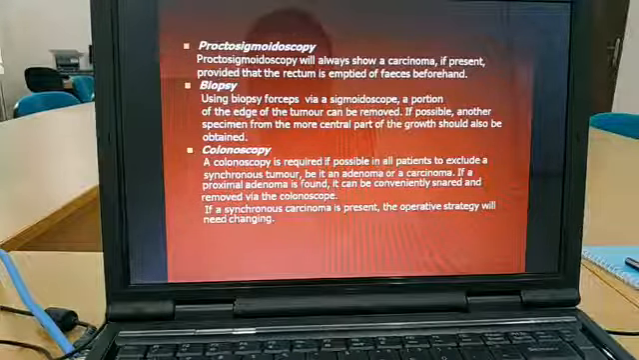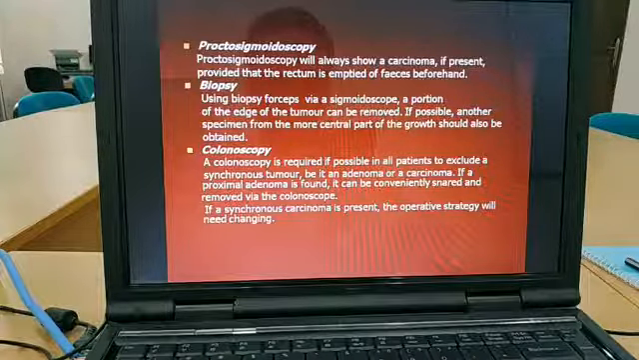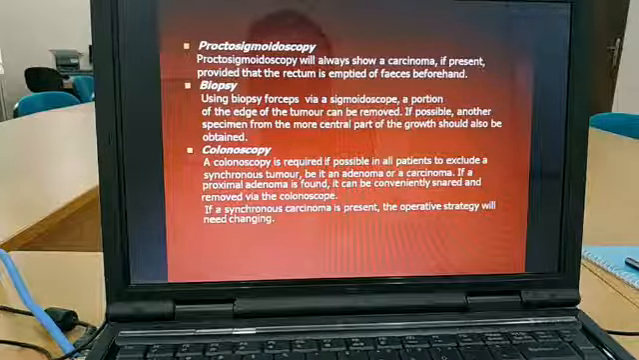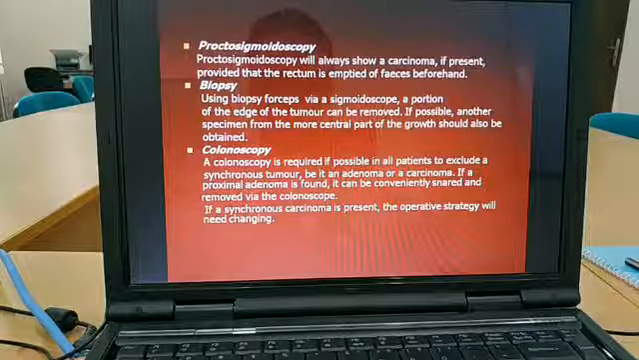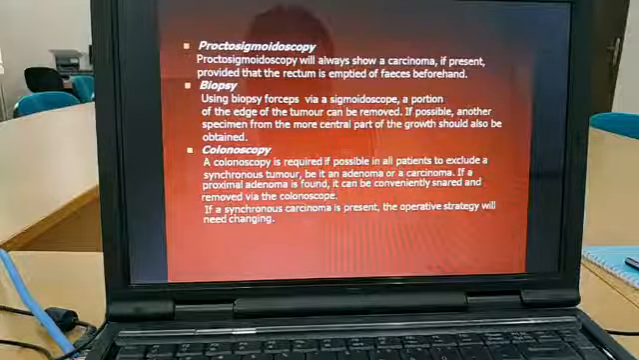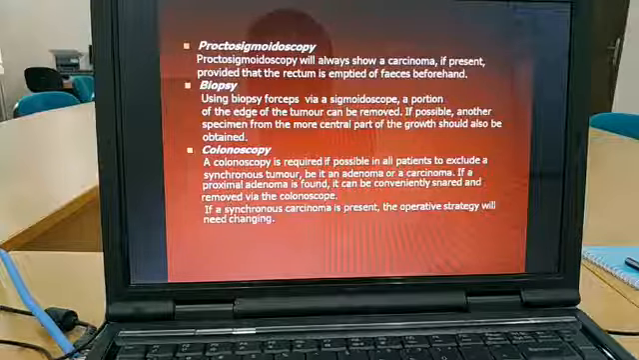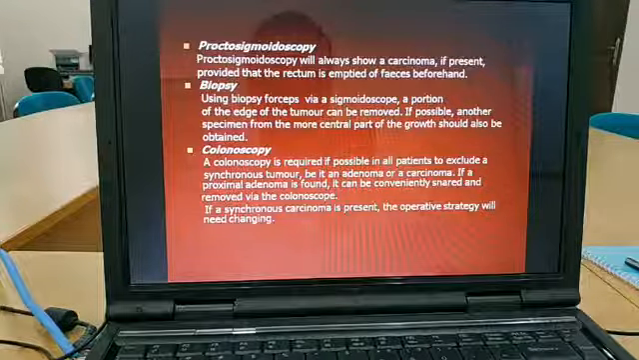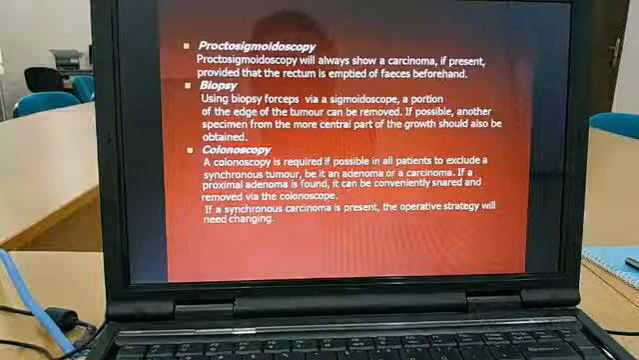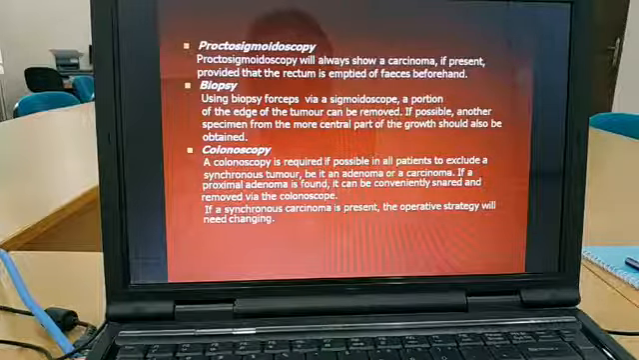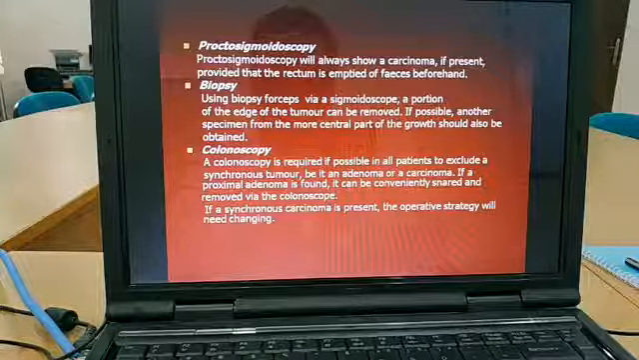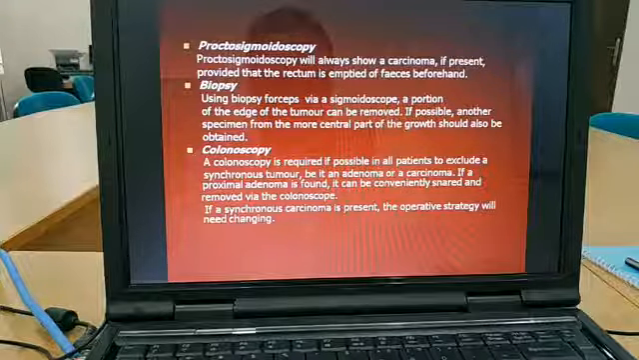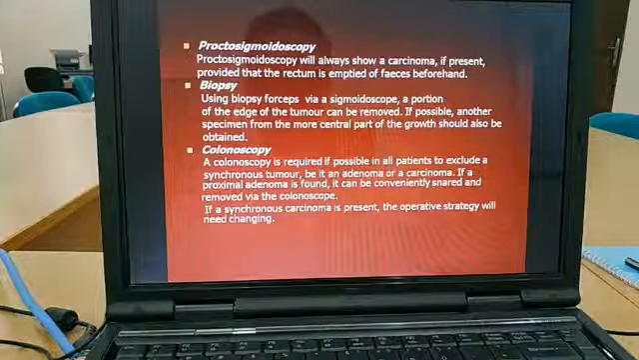If there is a synchronous tumor, your treatment modalities, that is the operative procedure, might be changed. Say for example, a patient is having a carcinoma of the rectum as well as a carcinoma of the ascending colon. This condition is called synchronous. So to exclude the synchronous malignancy, all patients should be examined by colonoscopy. If a proximal adenoma is found, it can be conveniently snared.